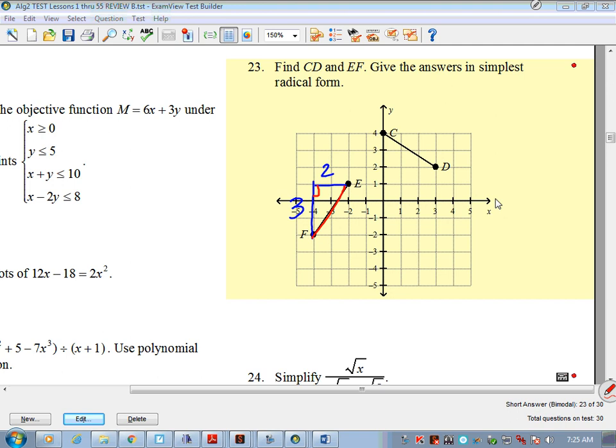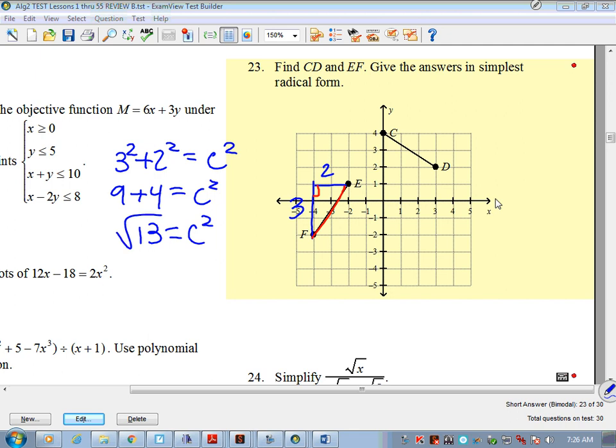So 3 squared plus 2 squared equals my hypotenuse, which is my red line, equals c squared. So this is 9 plus 4 equals c squared. 9 plus 4 is 13. Square root both, and this is going to do all the exact same work. So c equals radical 13, and so EF is radical 13.